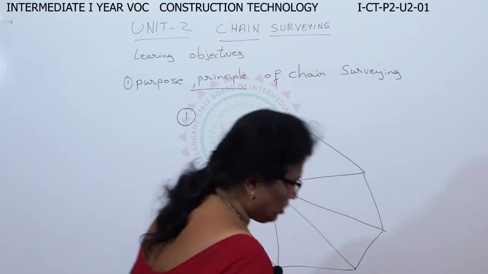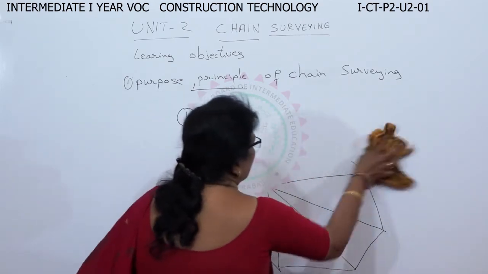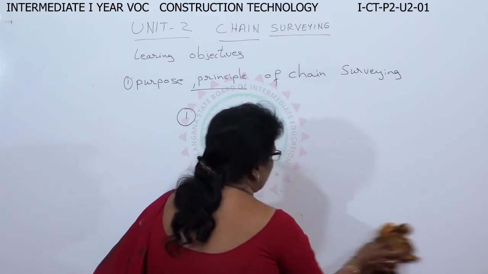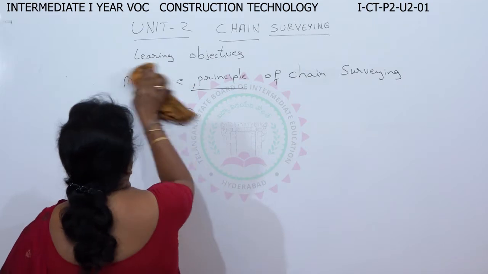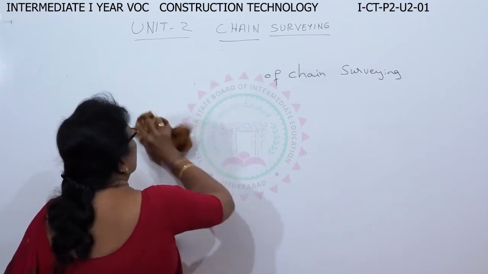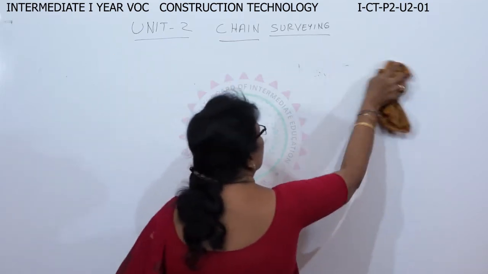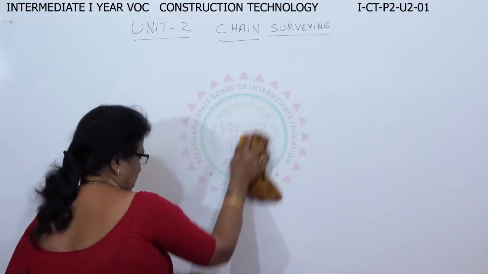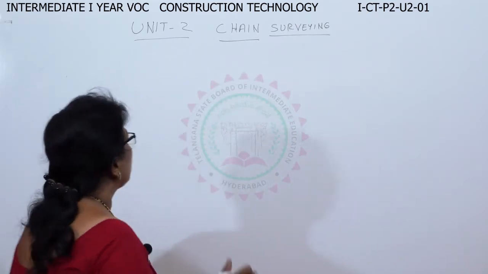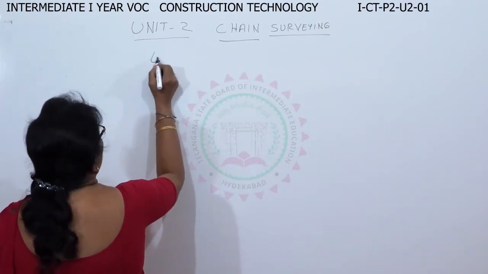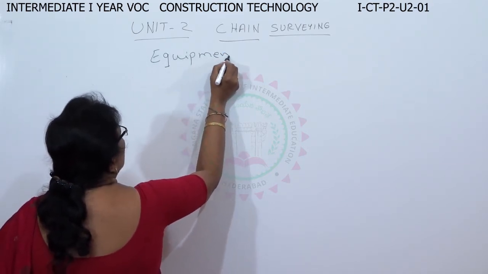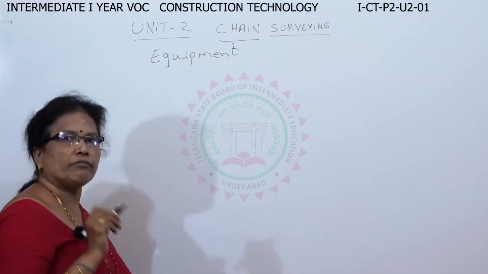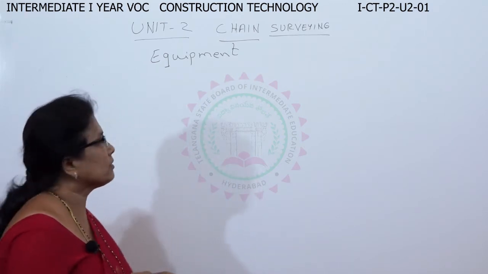Now, coming to the next, we have completed purpose and principle of surveying. Now, next is equipment used in chain surveying. We use different types of equipment in chain surveying. So, let us see what the equipment are. This is a very important question. You will get this question for 6 marks as well as for 2 marks also.